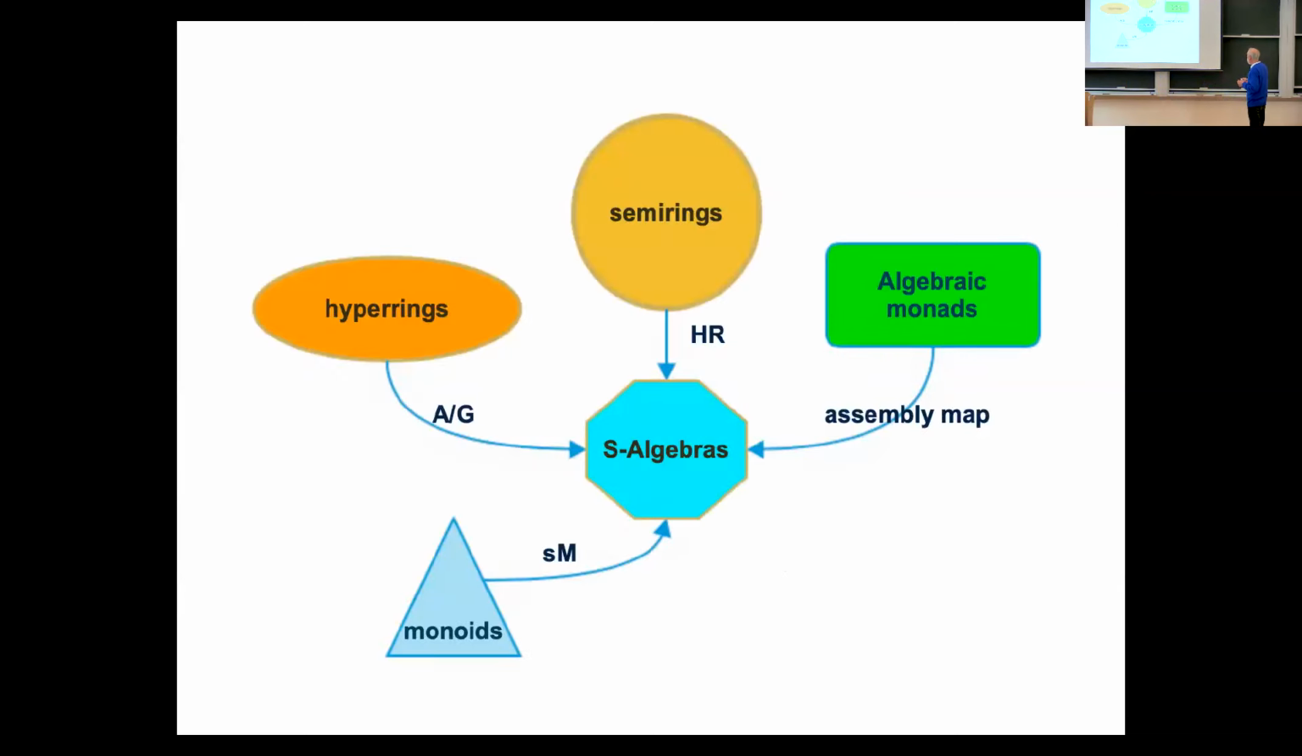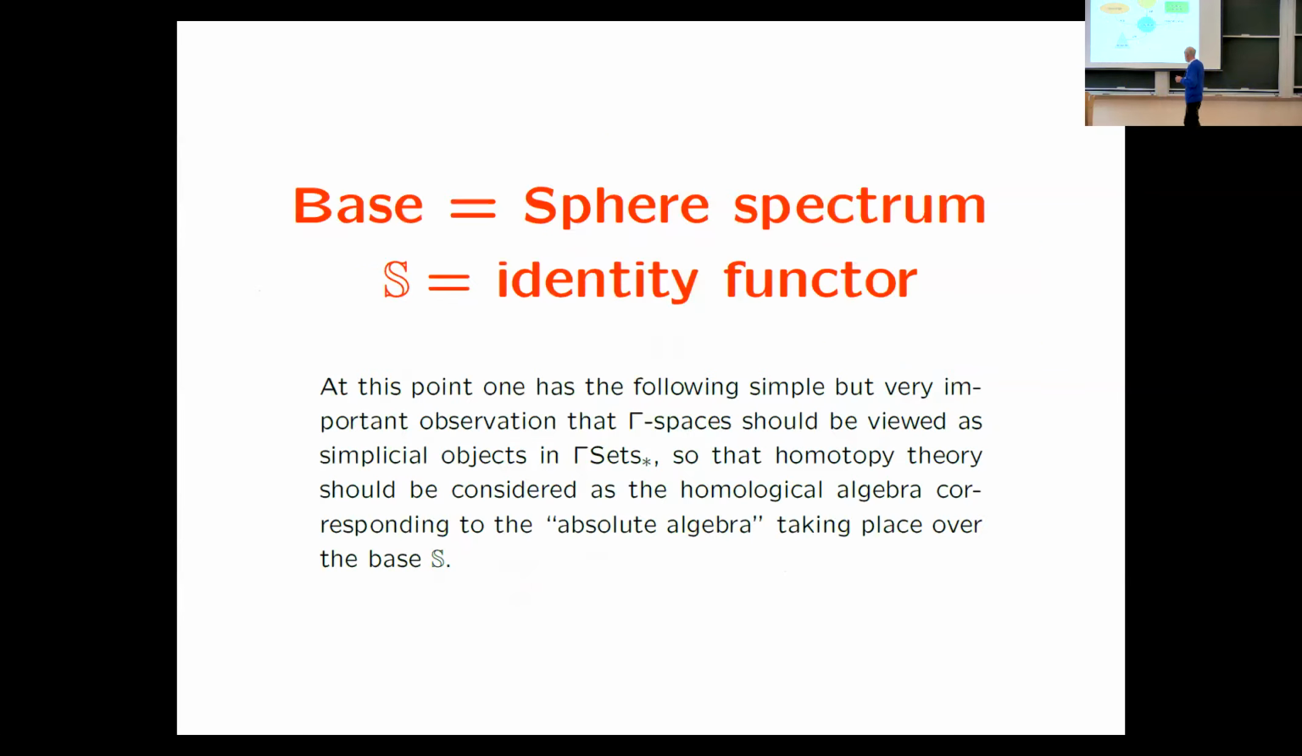And now all the various attempts that people had done to define F1 all turn out to correspond to special cases of this story. The monoids, the algebraic monads of Durov, the semi-rings, all of that fits perfectly inside. So we were happy with that. And then it turned out that the identity functor corresponds to the sphere spectrum.